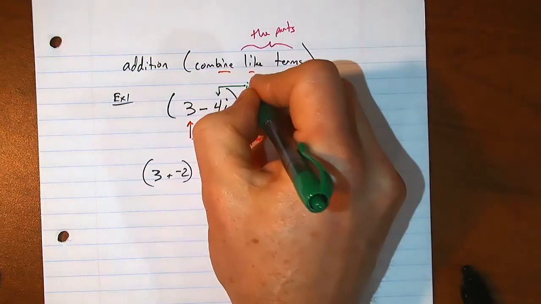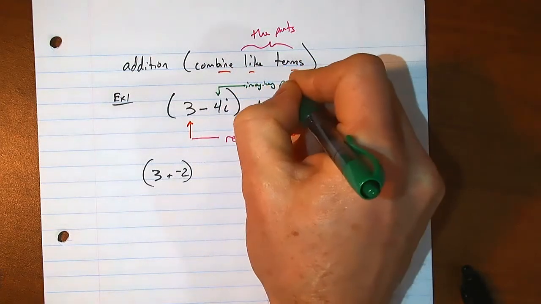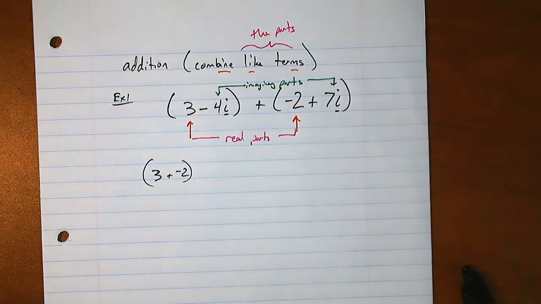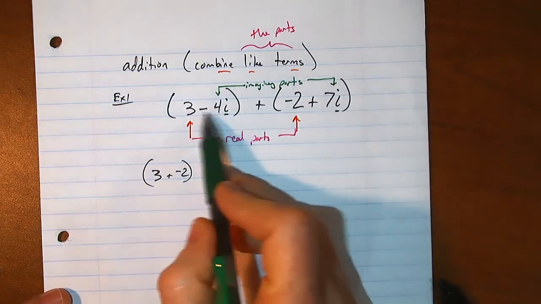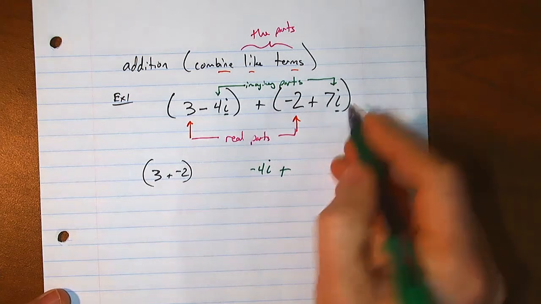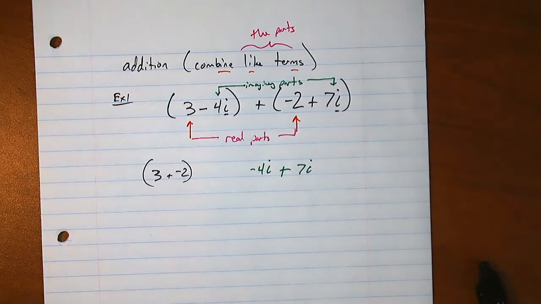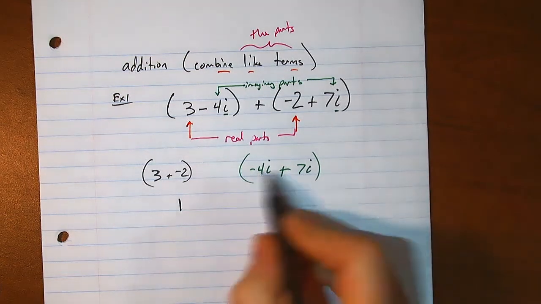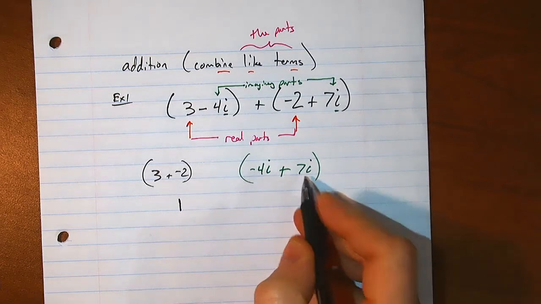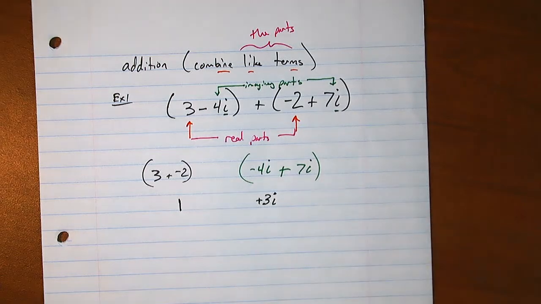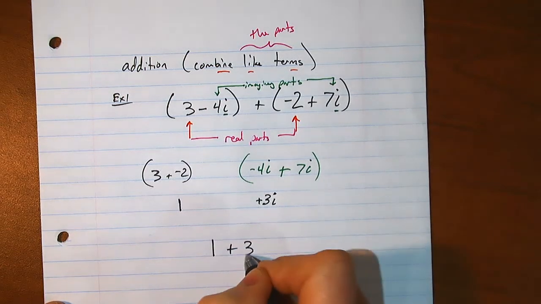So the imaginary parts are also like terms because they both have an i. So that makes them like terms. Remember, the sign goes with the part. So -4i, that's one part. And I'm adding it to a 7i. That's the other imaginary part. So these are getting added together. Right? When I add together the real parts, 3 plus -2 equals 1. When I add together the imaginary parts, -4i plus 7i equals a positive 3i, and so that becomes my answer, 1 plus 3i.